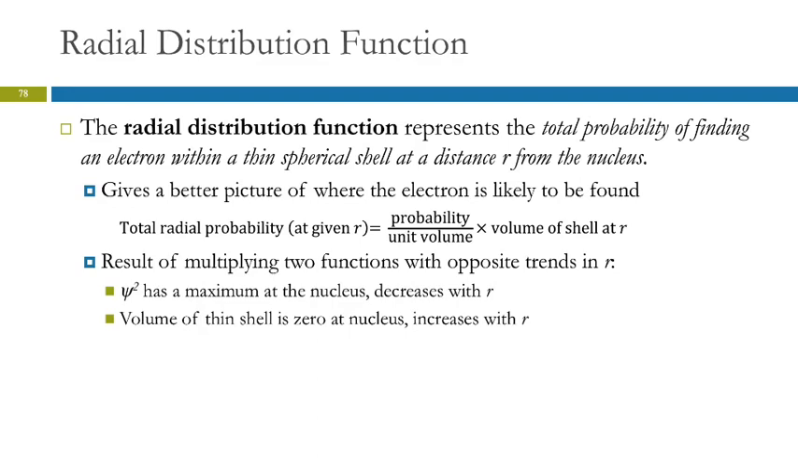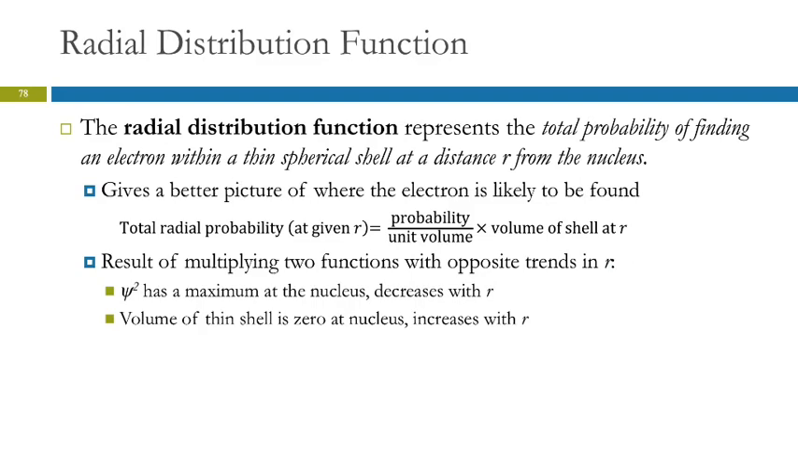The radial distribution function seems to work a little better. This is the total probability of finding an electron within a thin spherical shell at a distance r from the nucleus, and this gives us a better idea of where the electron is likely to be found. This is the probability divided by the unit volume, that same thing we were looking at, times the volume of the shell at that distance r.